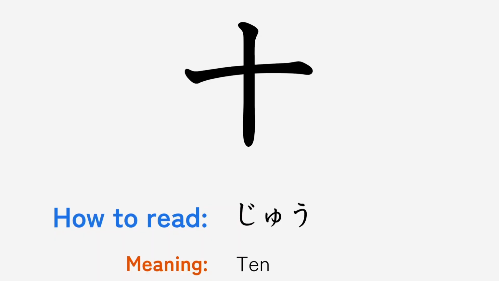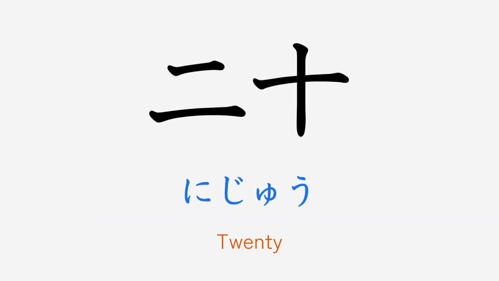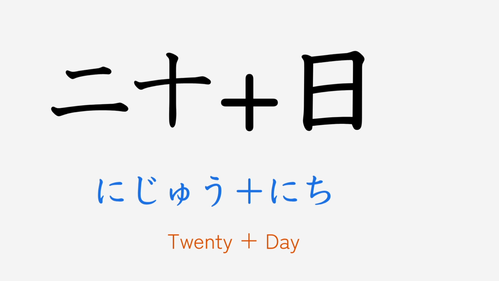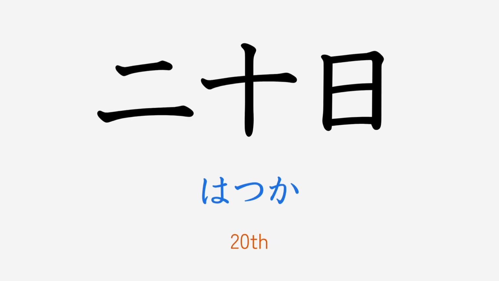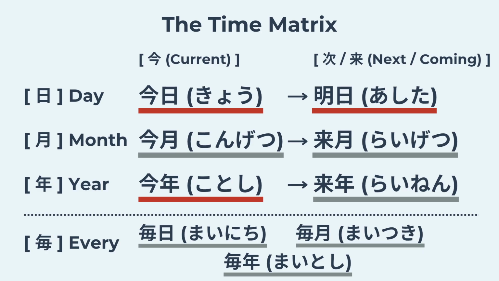10 means 10. 2 and 10 make 20. 20 plus day equals the 20th day. This is highly tested in JLPT. The special reading is hatsuka. How do you read the underlined kanji? The answer is A. The time matrix summary.